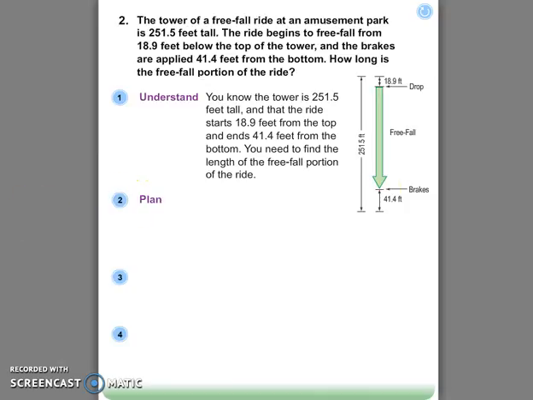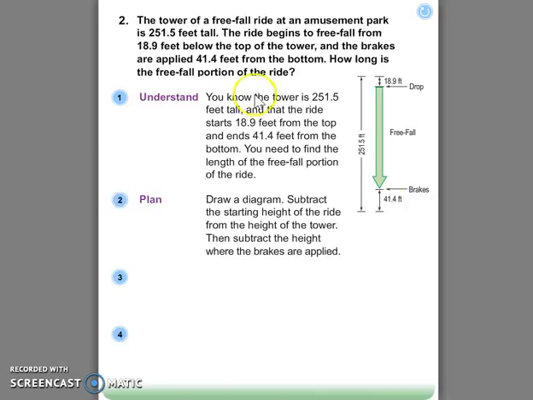So let's create a plan. Here is a diagram that you could have drawn, where you would subtract the heights of the ride from the heights of the tower. So here is how far the ride is. I don't know how far that is, but I know that I'm not falling this 41.4 feet and I'm not falling this 18.9 feet. So I would subtract that from the total height of the ride, which is 251 and a half feet.